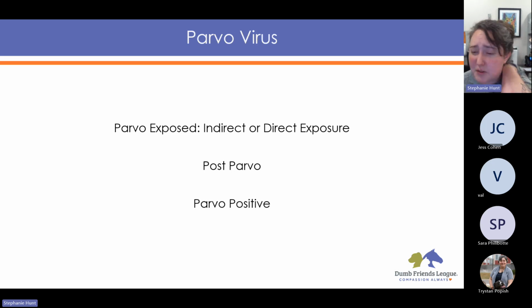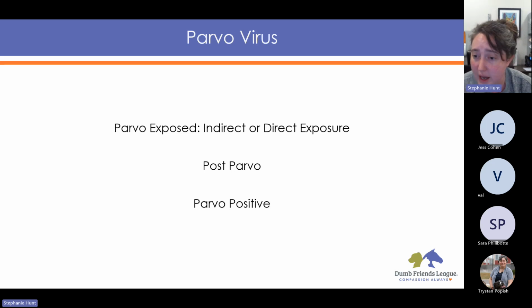Indirect, again, happens most often in the shelter, and that usually means that they were kenneled next to an animal that later tested positive, or they were transferred on a van with an animal that later tested positive. So there is a chance that they were exposed, even though they didn't have direct exposure or direct interaction with that animal. You're also going to see animals that are listed as post parvo.